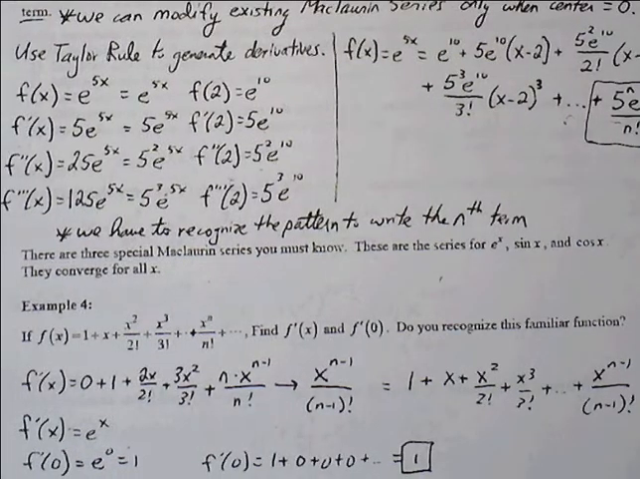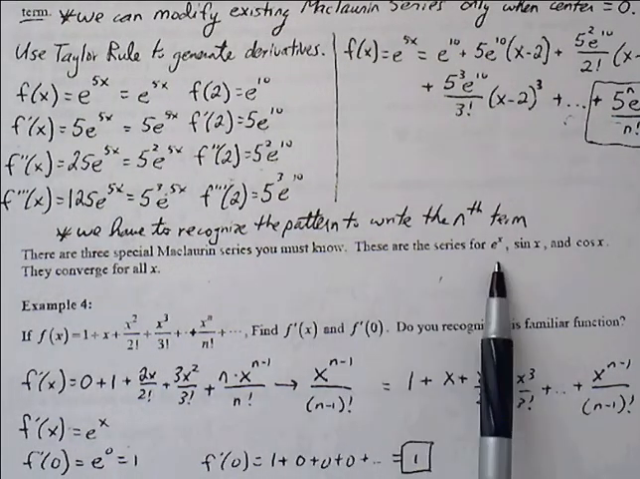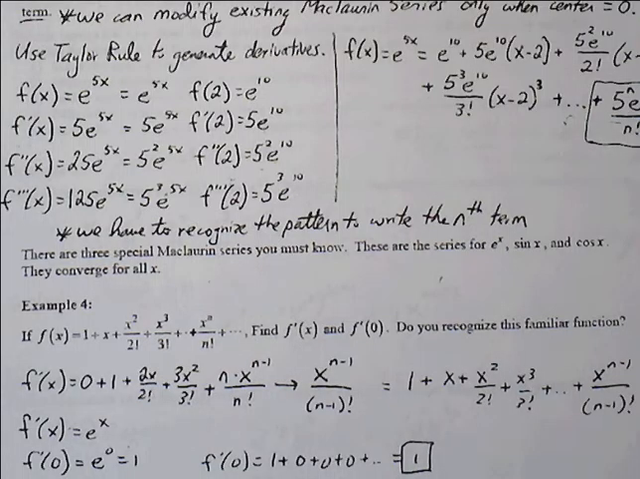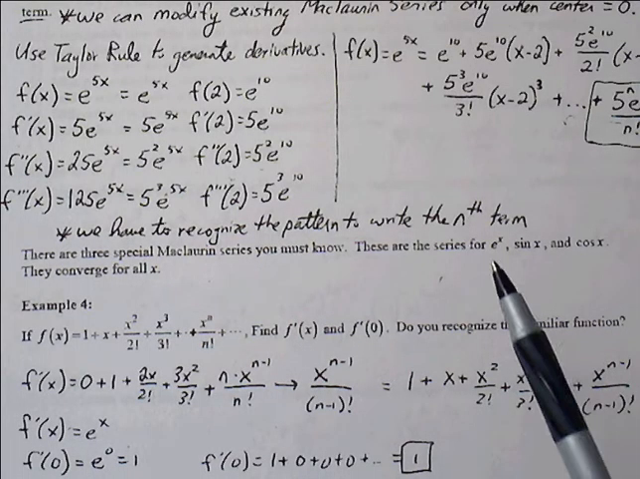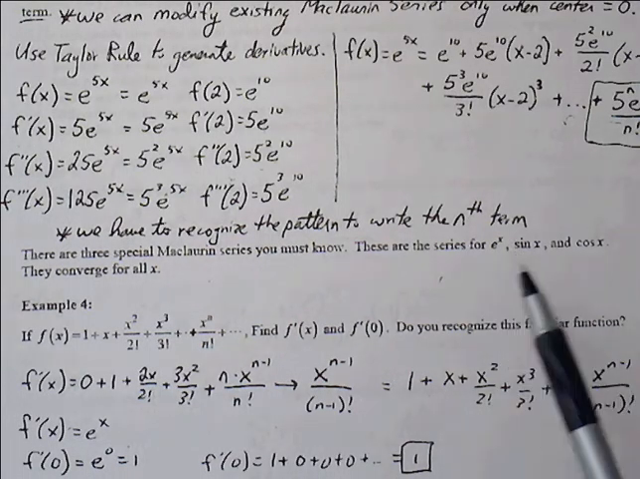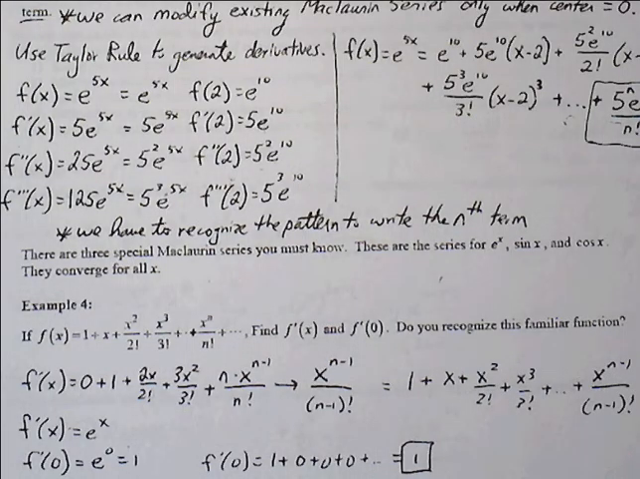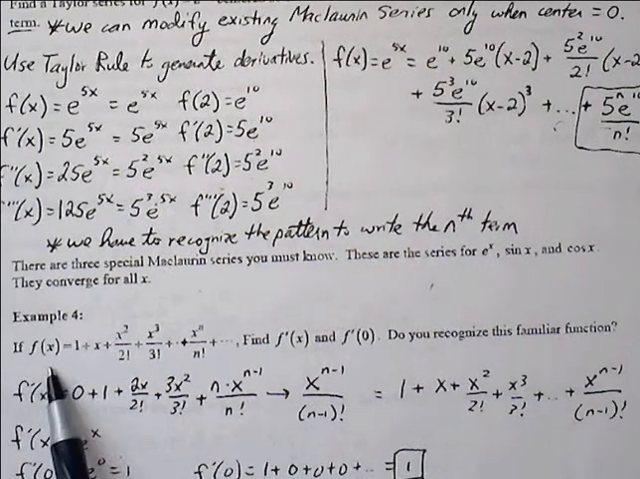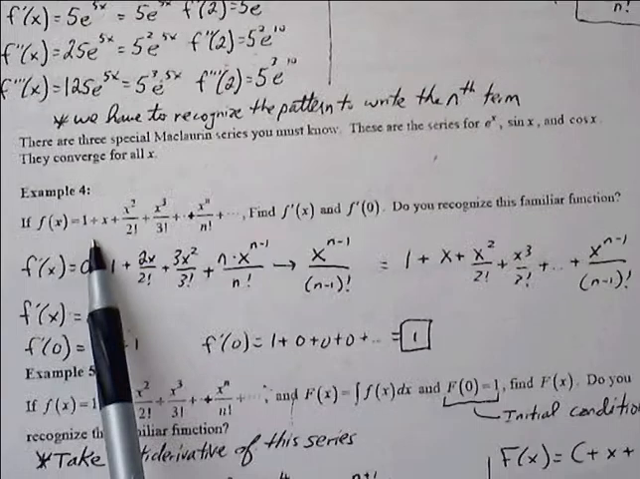All right, there are three special Maclaurin series we must know. They are e to the x, sine of x, and cosine of x. And these series are going to converge for all of x. So the radius is infinity. Okay, we'll come back to some of that here.